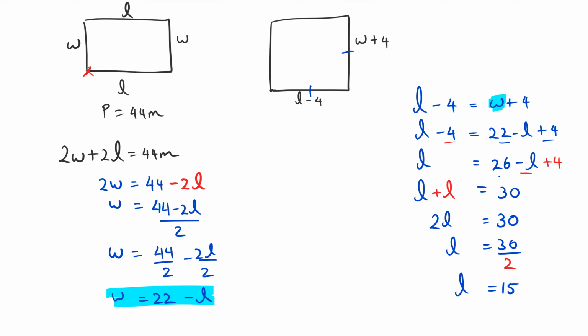Now we've figured out that L is 15, but if we actually work it out, then W equals 22 minus 15, which equals 7. And in the square case, you've got 15 minus 4, which is 11. And W was 7, so 7 plus 4 is 11. Now 11 times 11 is 121. And 15 times 7, we've got 105.